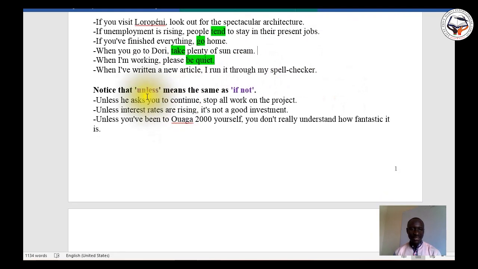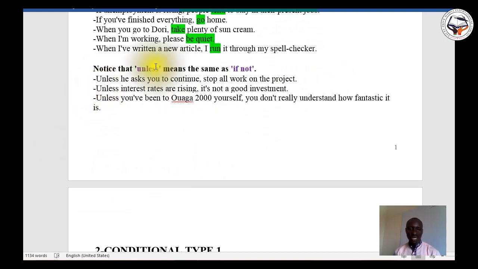And when I've written a new article, I run it through my spell checker. That's normal. All right. Notice that unless means the same as if not. Unless he asks you to continue.